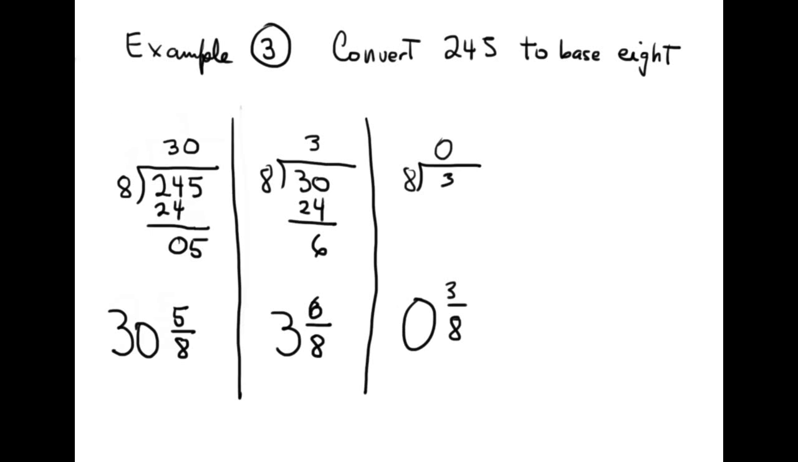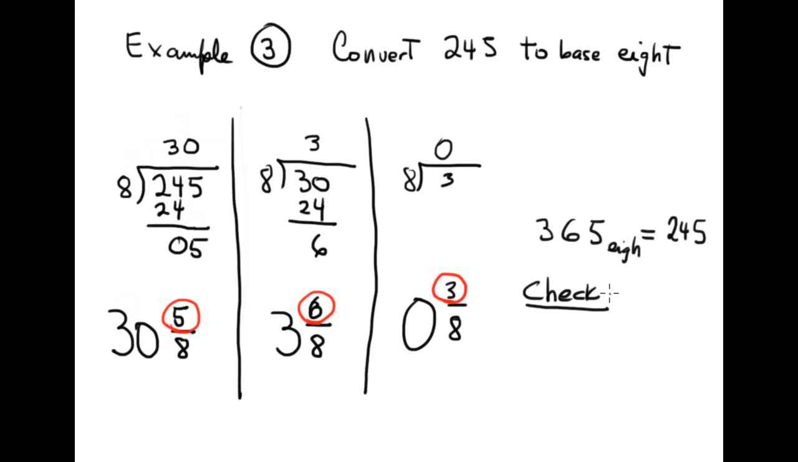Okay, now you take the digits here, 3, 6, and 5, and you copy, of course, in different order, 3, 6, and 5. And this is the answer. So 365 base 8 is equivalent to 245 in decimal form. Let me check it just in case, the checking part. The checking is not mandatory, but I like to verify that my answer is true.